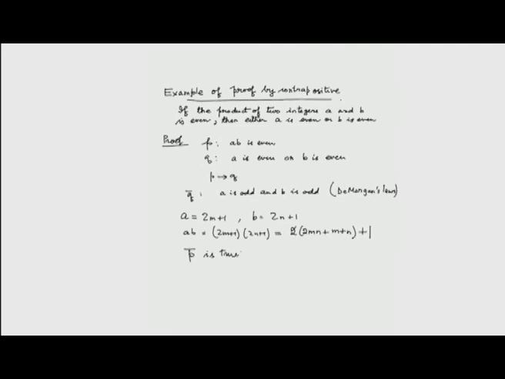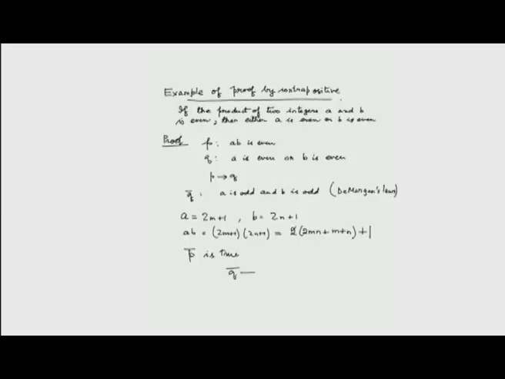Thus, we have proved that whenever negation of q is true, negation of p is true. Therefore, we have proved the implication negation of q implies negation of p, which is equivalent to p implies q. This is proof by using contrapositive.